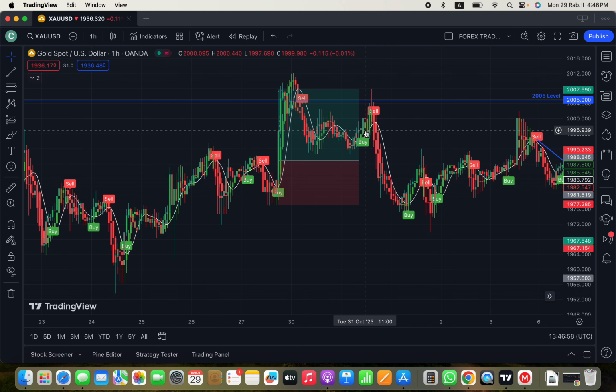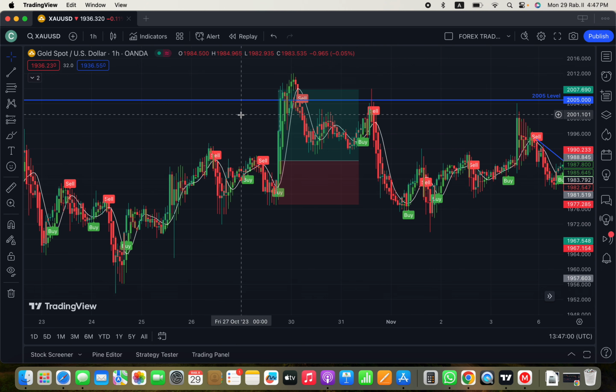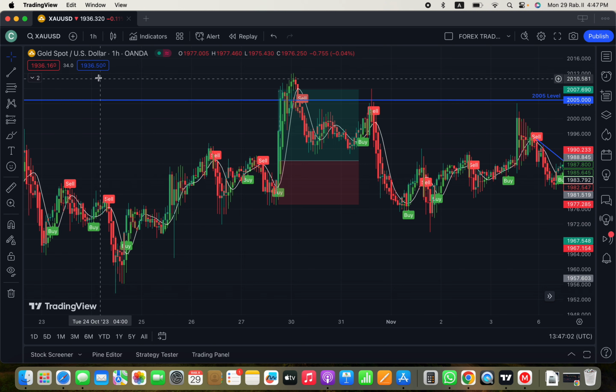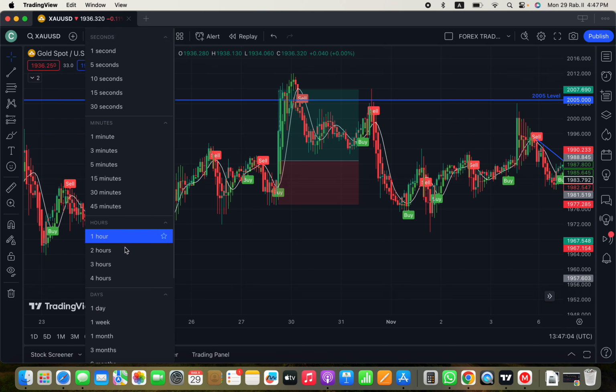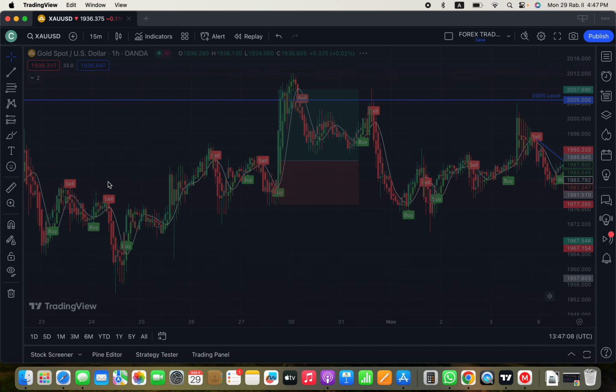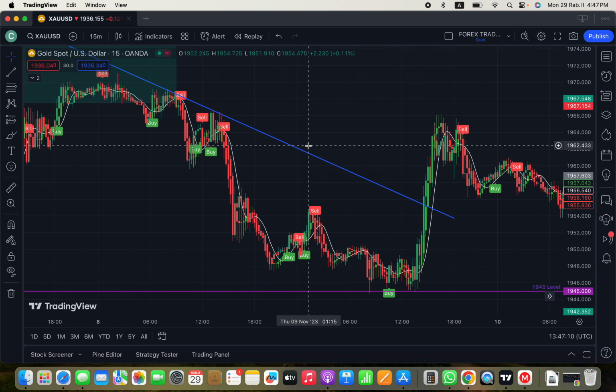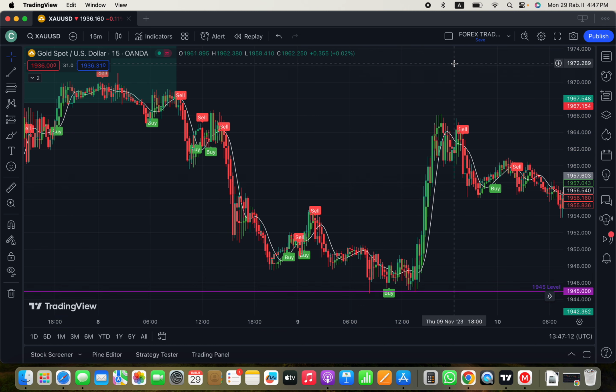So kindly note that this is a 1 hour time frame. You can use this strategy on any time frame. Let's go to a lower time frame. Let's go to, let's say, 15-minute time frame and see what's happening there. Okay, good. Let me just remove this trend line.